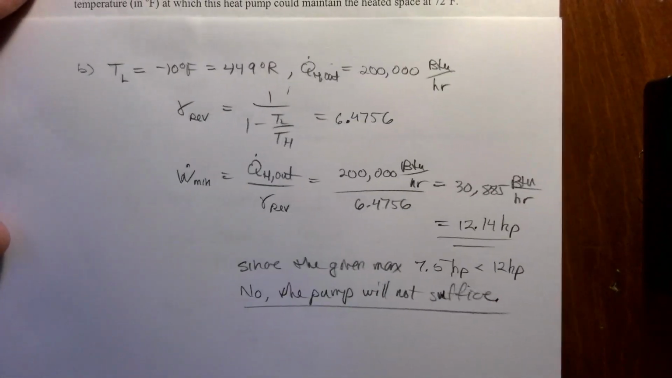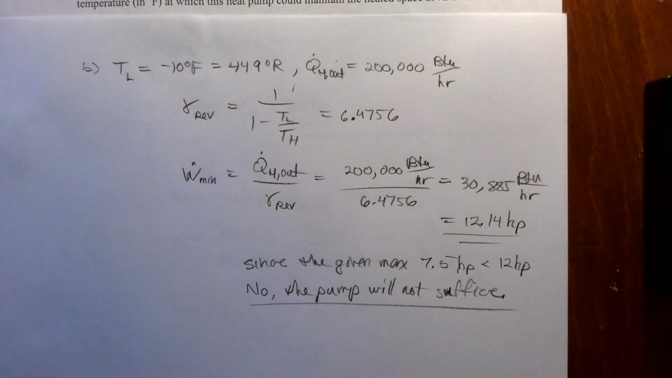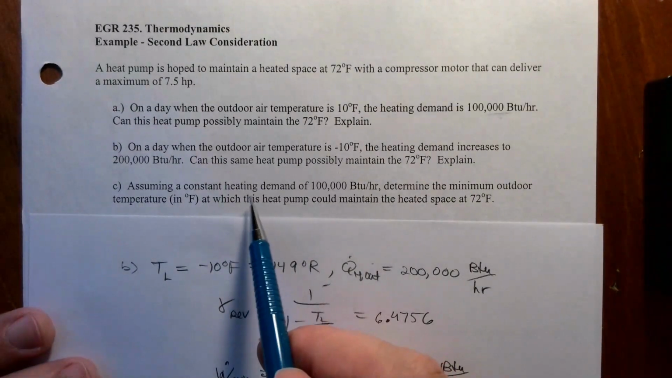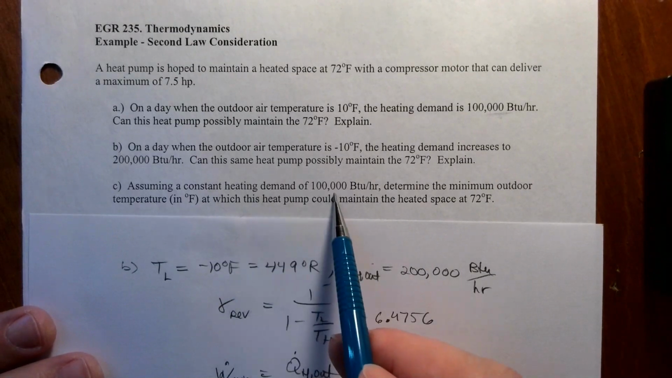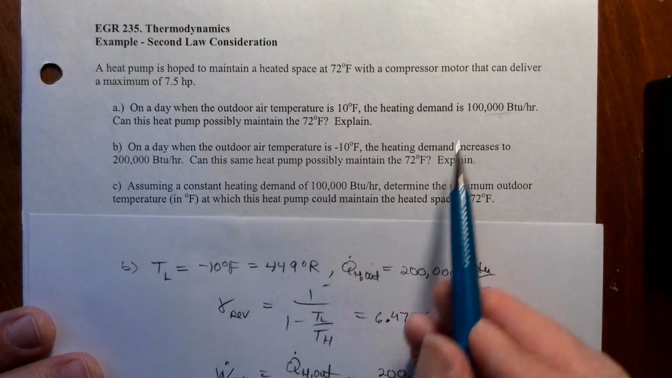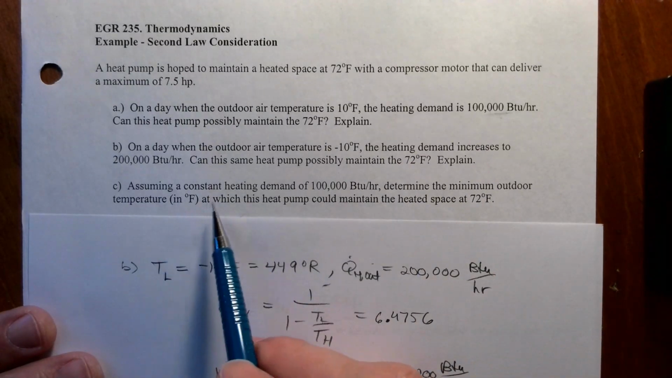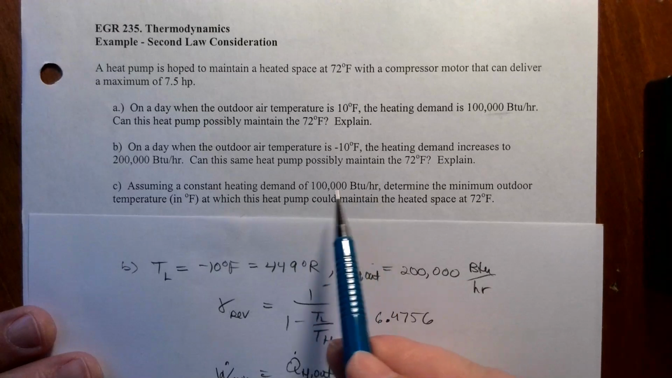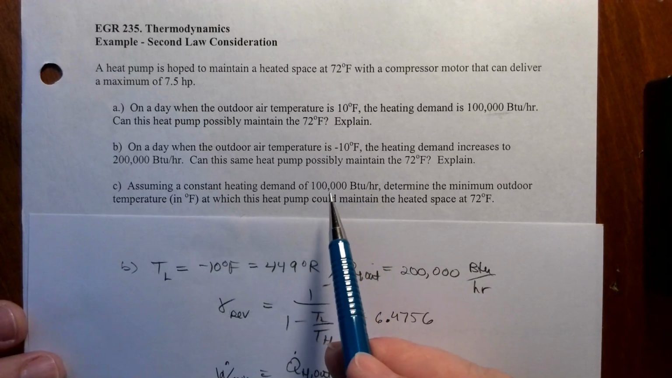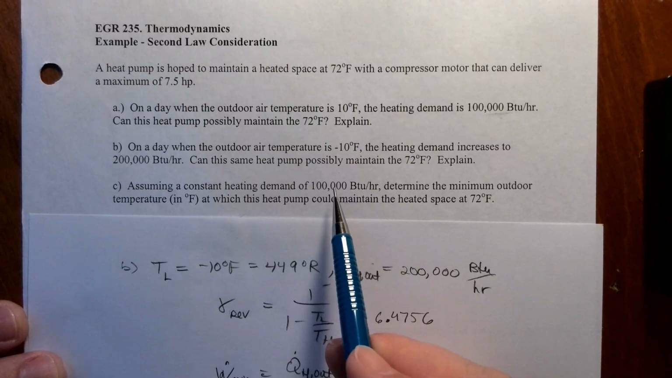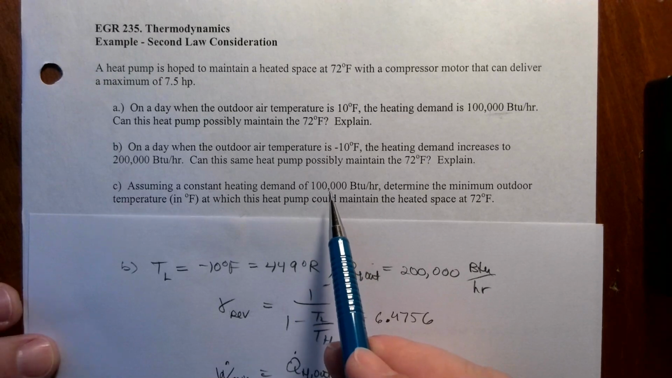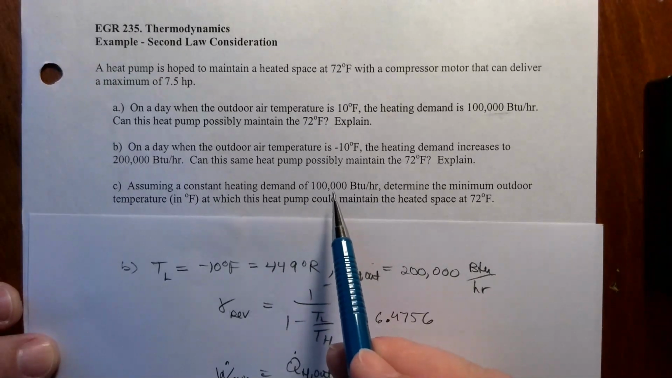Now let's go to problem C. Assuming a constant heating demand of 100, so we're going back to the case A situation on the load. Determine the minimum outdoor temperature in degrees Fahrenheit for which the pump would work. Okay, so in this one we're going to assume that that delta T is not changing the load. In actuality, it will change the load if we were considering a building. But for theoretical purposes, we're going to keep the load the same, so that's going to be a constant.